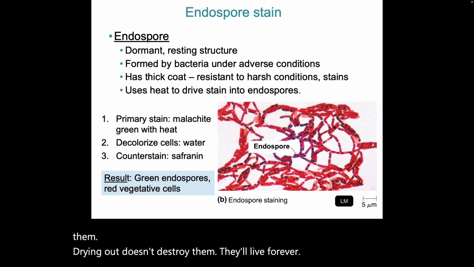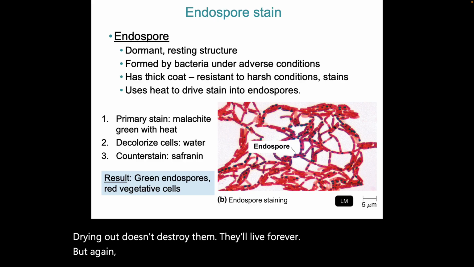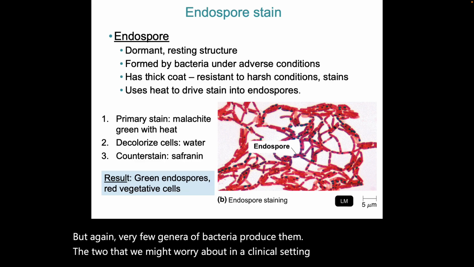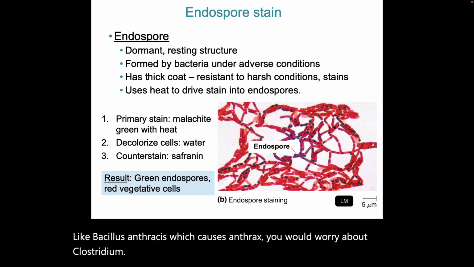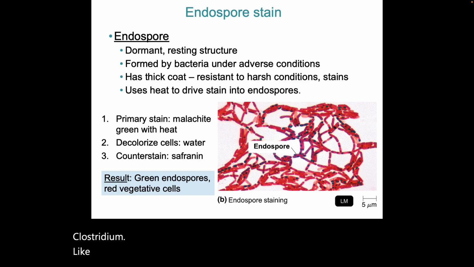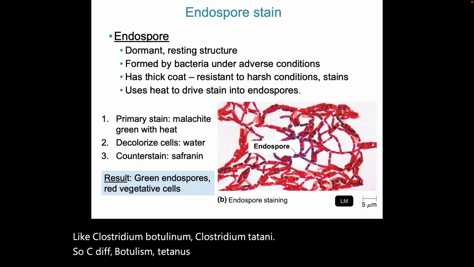But again, very few genera of bacteria produce them. The two that we might worry about in a clinical setting would be Bacillus, like Bacillus anthracis, which causes anthrax. You would worry about Clostridium, like Clostridium botulinum, Clostridium tetani, Clostridium difficile, so C. diff, botulism, tetanus. These bacteria all can form endospores.